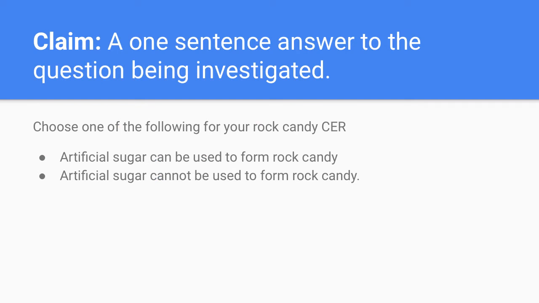Remember, the C in CER stands for claim. A claim is a one-sentence answer to the question being investigated. Our big question is, can rock candy be made from sweetener? So we're just going to answer that question. You have two choices for this particular CER for your claim. You can either claim that artificial sugar, which is sweetener, can be used to form rock candy, or artificial sugar cannot be used to form rock candy. I'm assuming that most of you would know that you have to pick this one because the other one, as we know from the scenario, is not true.